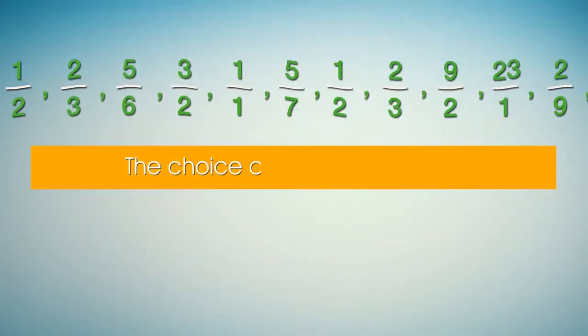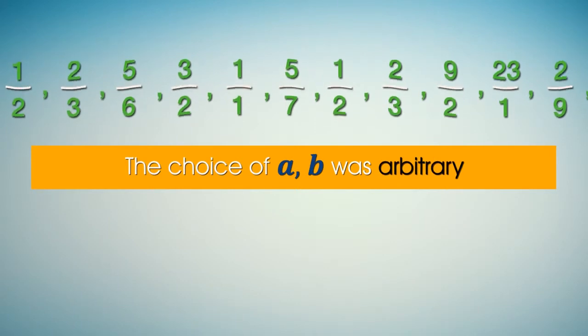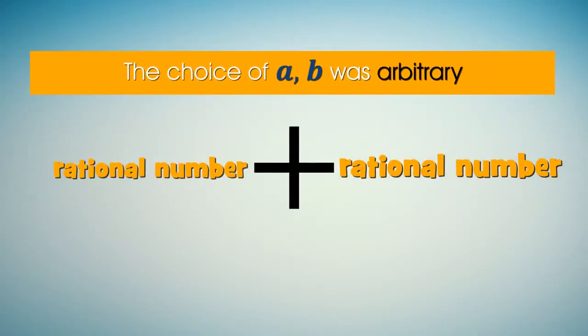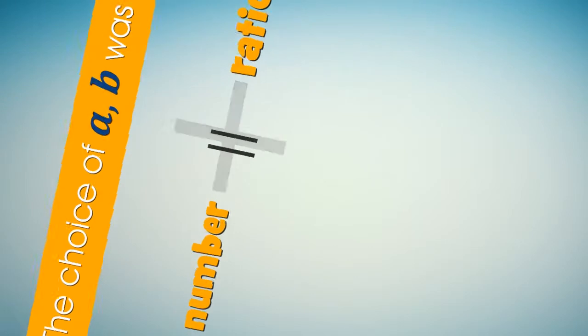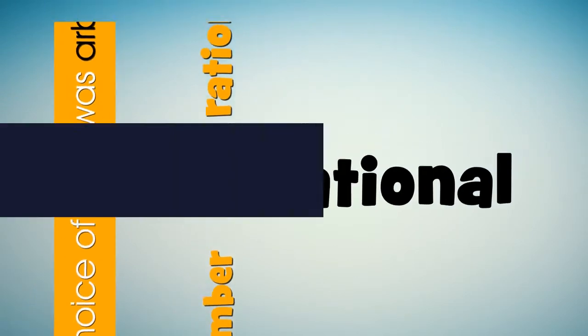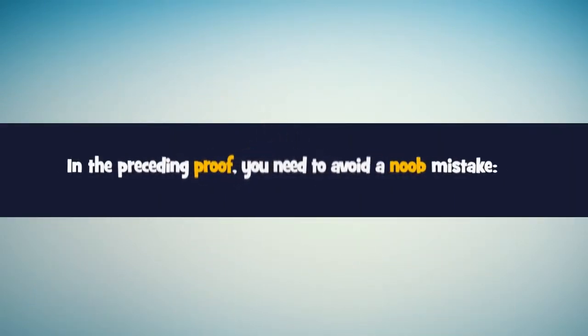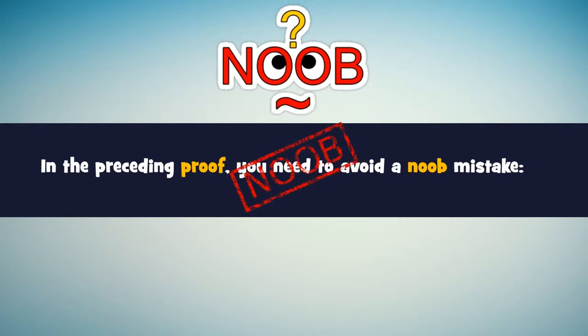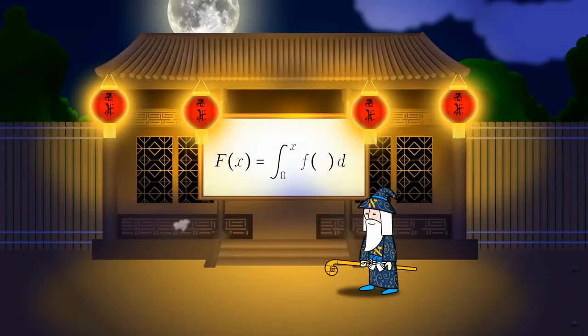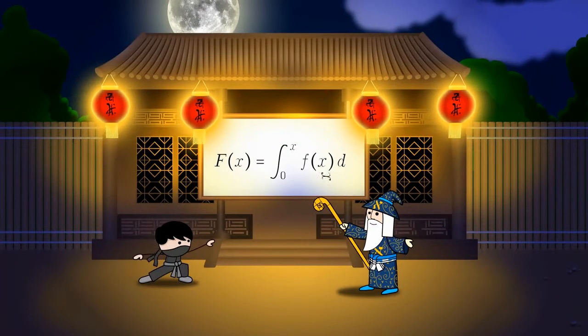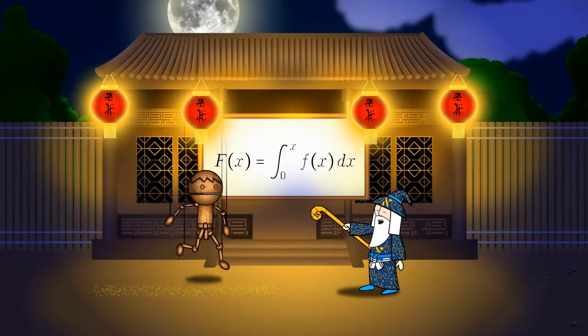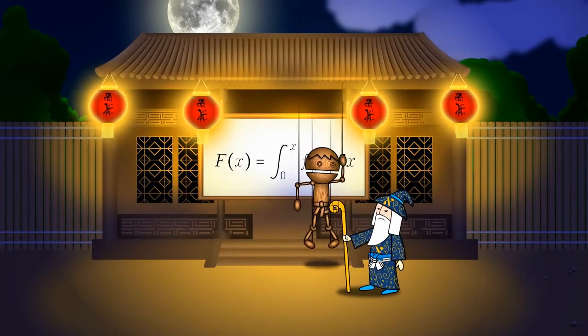Moreover, the choice of a and b was arbitrary. Thus, the sum of any two rational numbers is still rational. In the preceding proof, you need to avoid a noob mistake. Math mantra! Don't make a dummy mistake with dummy variables!